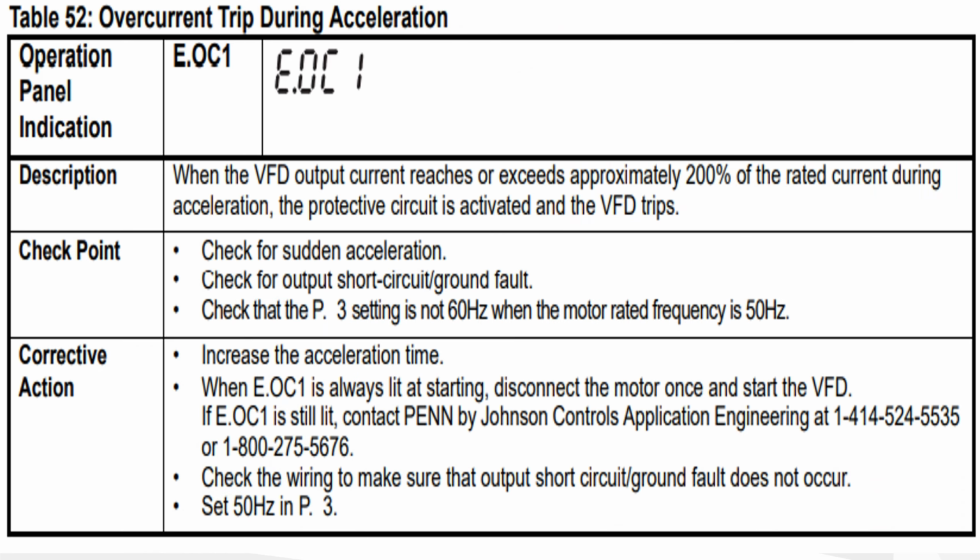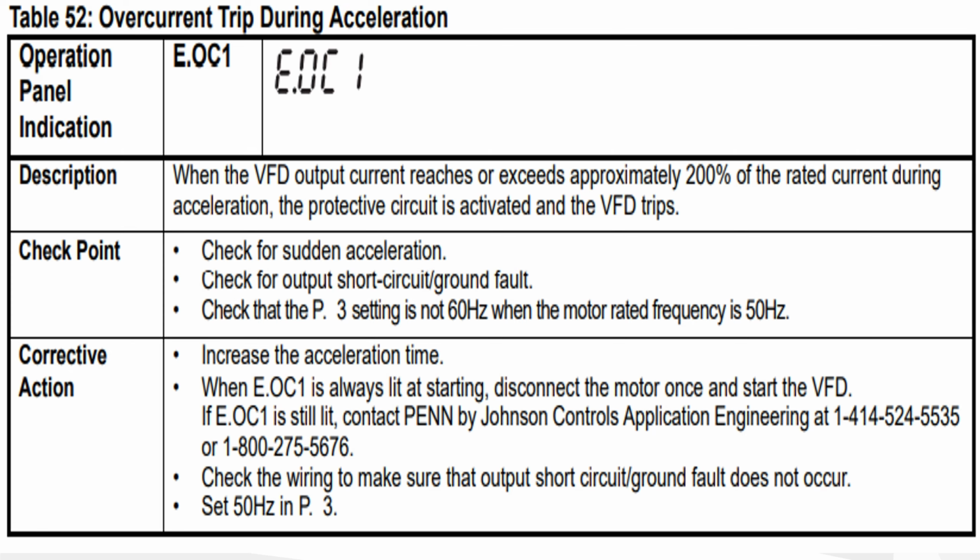VFD error code is E.O.C1, overcurrent trip during acceleration. So what is the reason? When the motor is starting from 0 hertz to 50 hertz or the maximum frequency, then this error is occurring. The reason is that the motor is taking 200 percent more current than we have set.